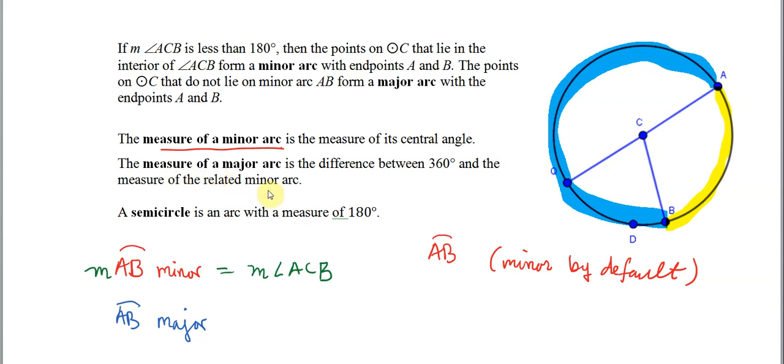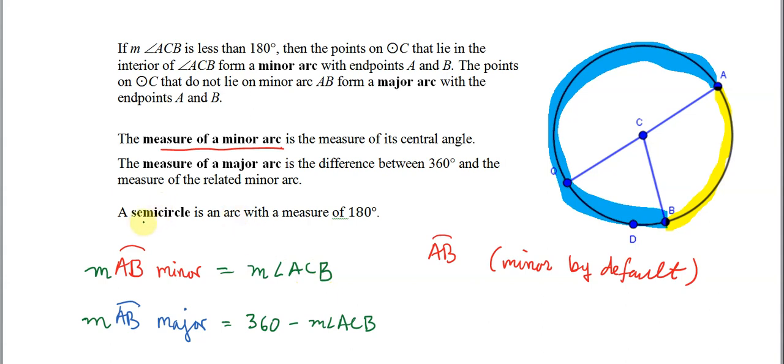And the measure of the major arc, the measure of AB major, would be the difference between 360 and its minor. So it would be 360 degrees minus the measure of the minor arc, so 360 minus the measure of angle ACB. To say an arc measure is really to measure something in degrees, and it's just a way for us to express angles that are perhaps larger than 180 degrees.